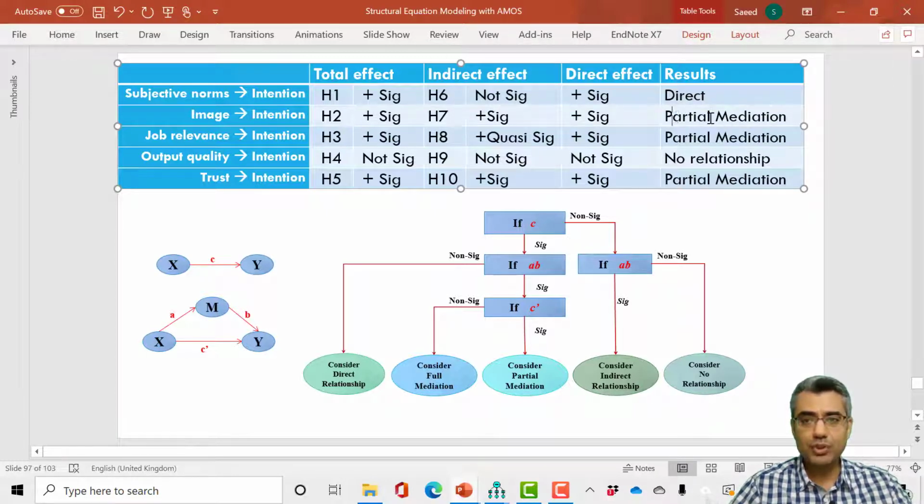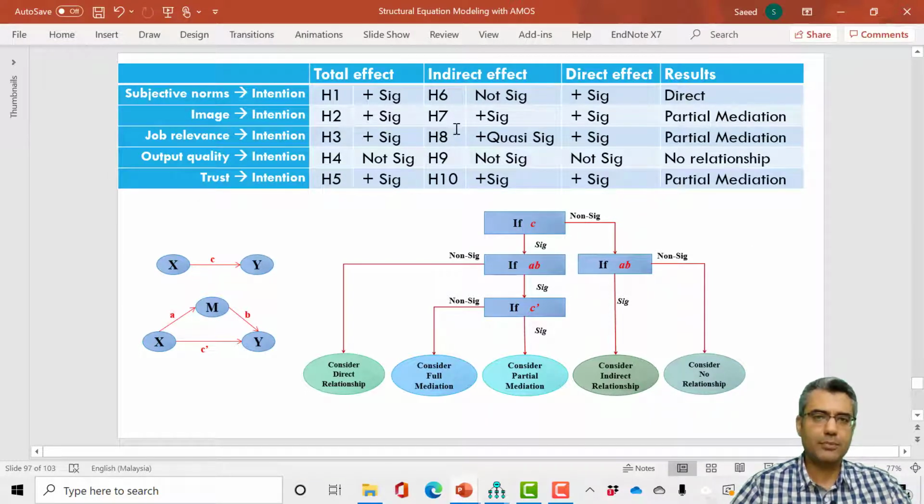Then the next one, partial mediation. The hypothesis is supported and is partially mediated. This one, again, is up to you whether you want to accept a p-value of less than 0.1. So this one I said partial mediation, no relationship, partial mediation. This means supported, not supported, supported for hypotheses H6 to H10.